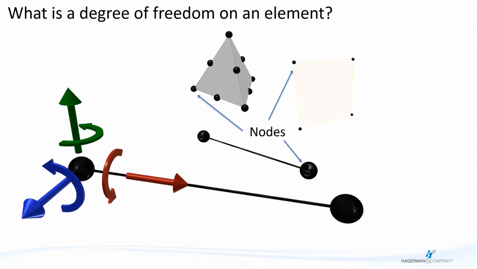In structural FEA, nodes serve three main purposes. They're the locations to which we apply loads, like forces and temperatures. Nodes are where the solver reports results back to us. And nodes are where we constrain the movement, or displacement, of an element.